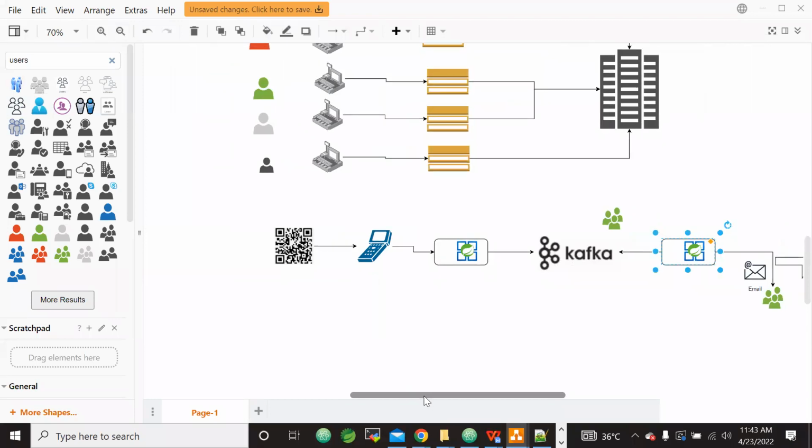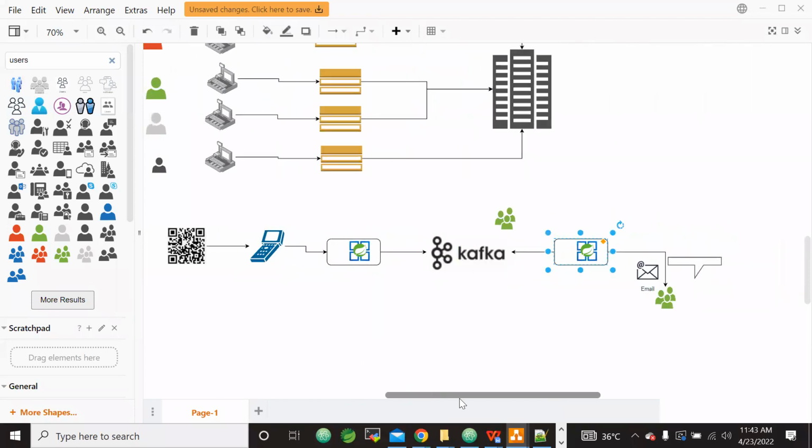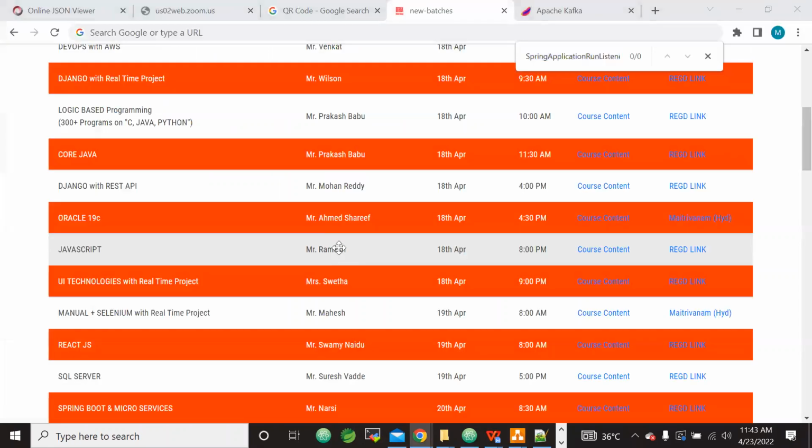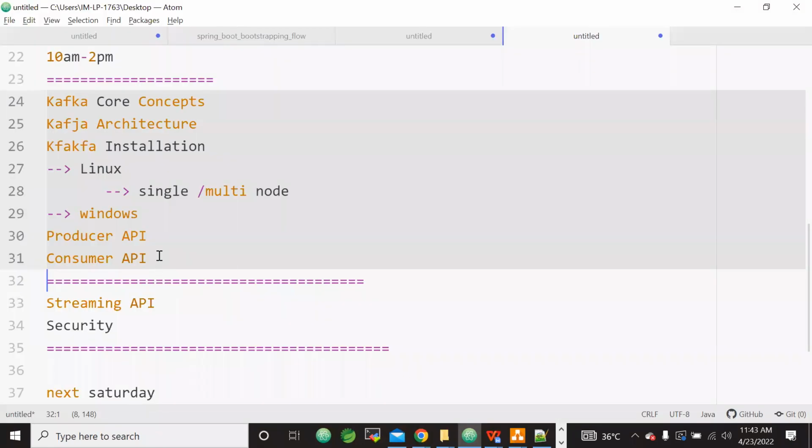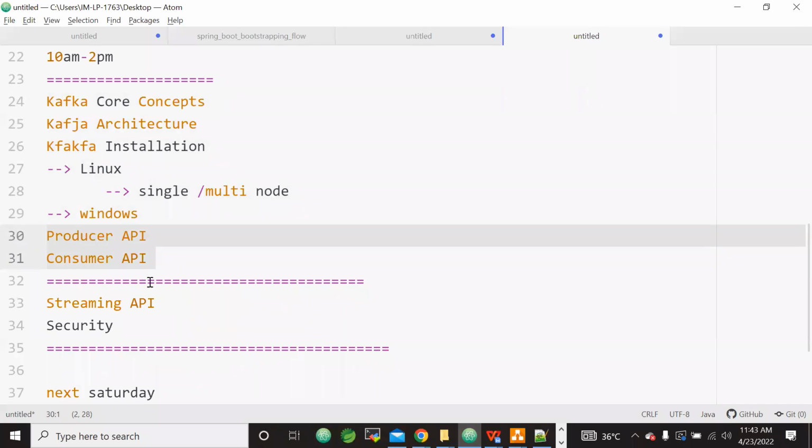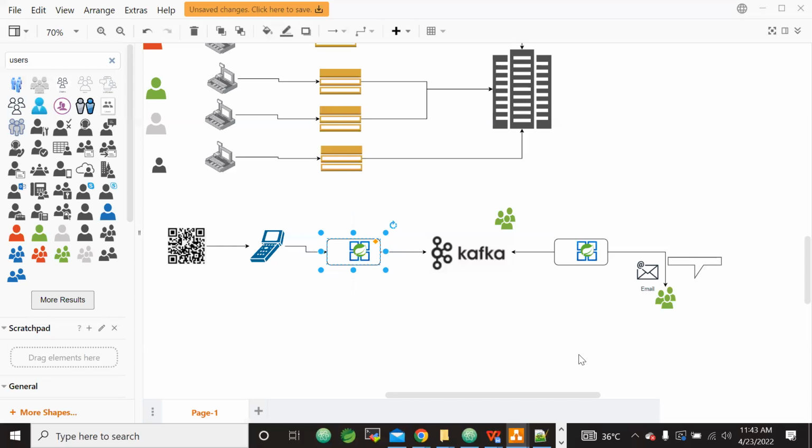Correct. Do you guys got the use case that I explained? In this use case, we will write one Spring Boot application with the Kafka integration. Producer and consumer we will write tomorrow. Streaming we will write in the next weekend. Everything is practical only, installation and then programming, coding. There are two parts of it: installation and integration.